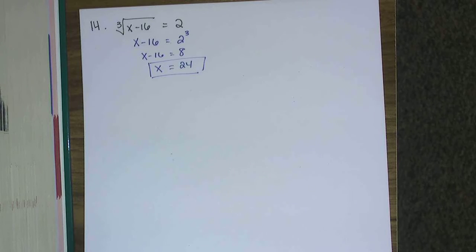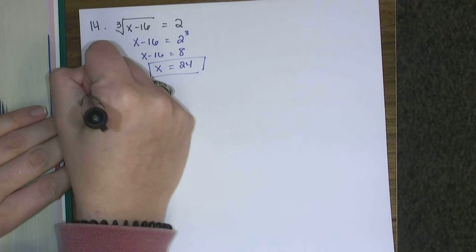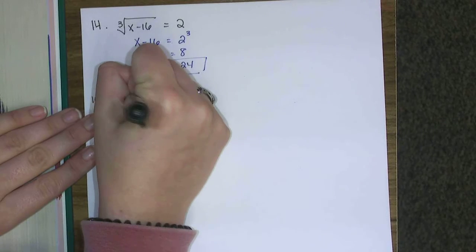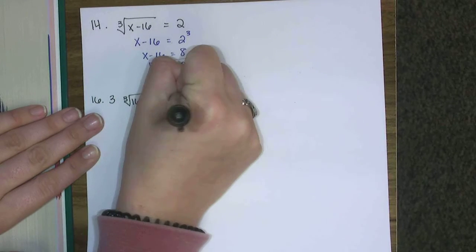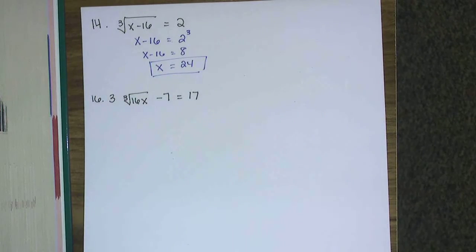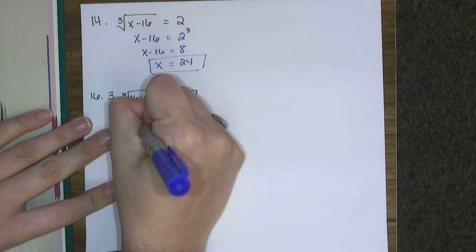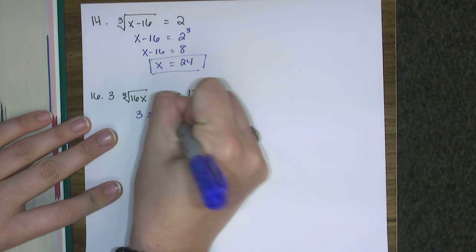Go with 16 next. 16. So 3 times the cube root of 16x minus 7 is equal to 17. So, first thing when I'm solving to get x by itself, I need to add 7 over. So 3 times the cube root of 16x is equal to 17 plus 7 is 24, I believe.